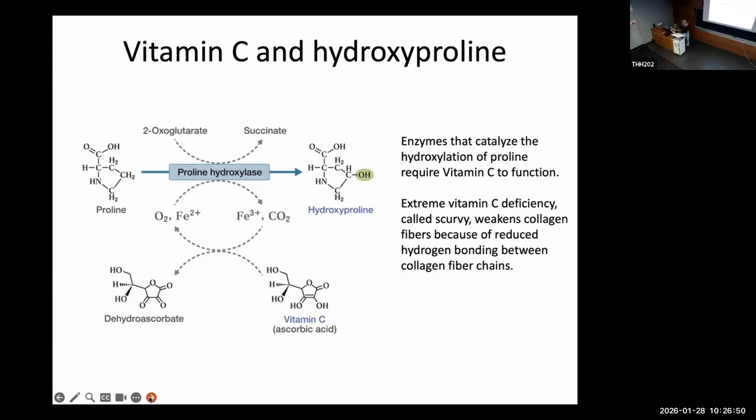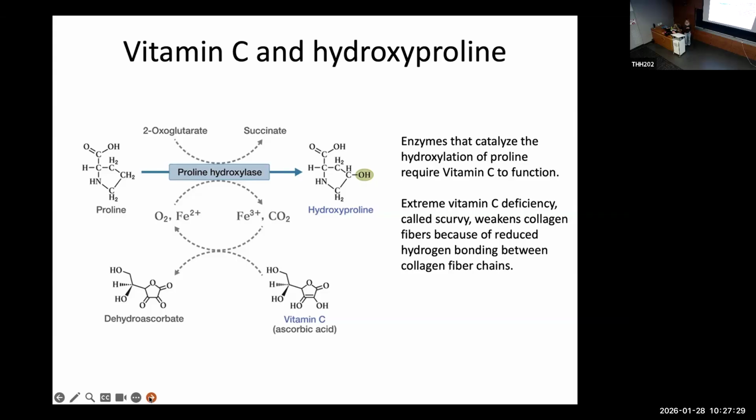I'm going to show you the chemical reaction to do that. You don't need to memorize that, but there are a couple points to take away here. So this is the enzyme that adds on the hydroxyl group to a proline. And the point of this reaction here is that in order for this to occur, it requires the presence of ascorbic acid or vitamin C. This is going to be a cofactor in the reaction of this hydroxylation.